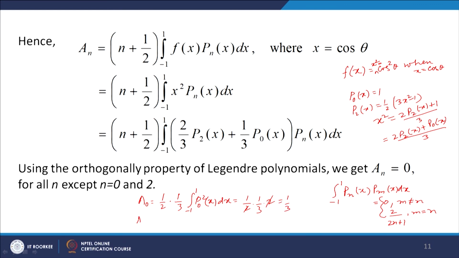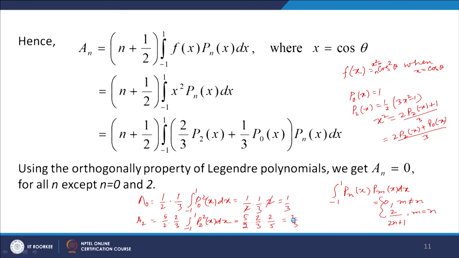And a_2 we can similarly find. a_2 will be (2 + 1/2), so 5/2 into 2/3 times the integral from -1 to 1 of P_2 square(x) dx. So, this will be 5/2 into 2/3 into, when you take n equal to 2, it is 2/5. So, we get 2/3. So, we know the values of a_0 and a_2.